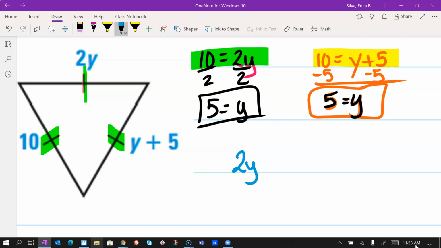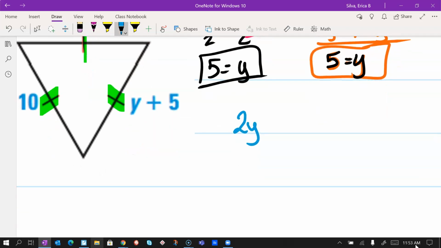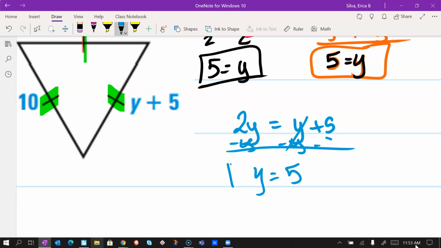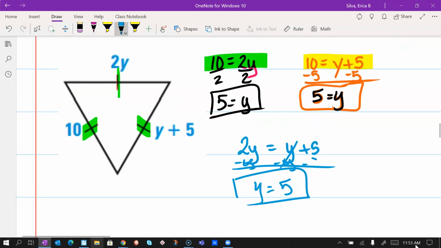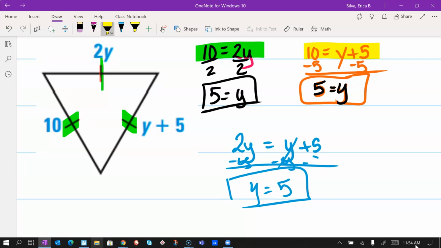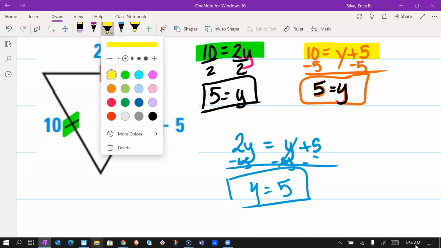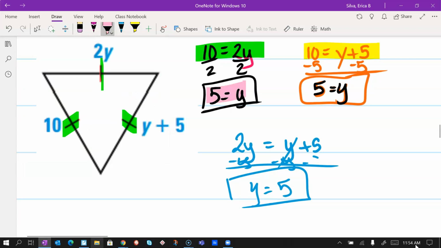Yes. So the other way that we can get is 2y is equal to y plus 5. And then we solve for y. So we subtract y. This gives us y is equal to 5. Notice, no matter what approach we took, our answer was always 5.